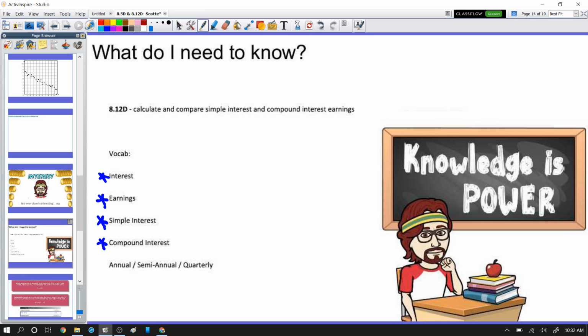With simple interest, it does not build. Banks use compound interest. So as the total changes, that percentage is taken and added on. That percentage is taken and added on. And the cycle continues until you reach zero. There's some key vocabulary. Annual means once a year, semi-annual means twice a year, and quarterly means 4 times a year. So that would be every 3 months.